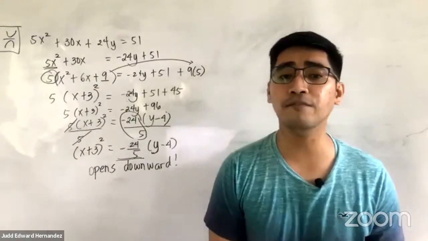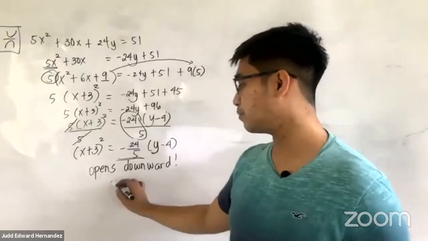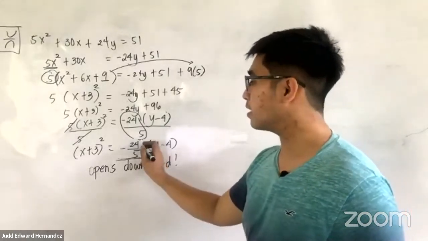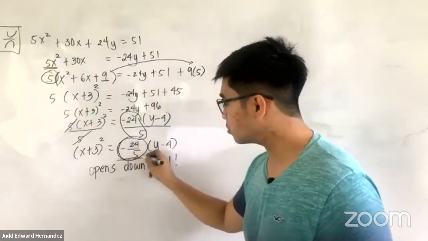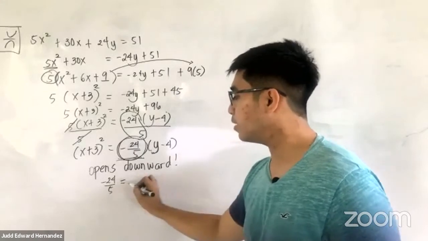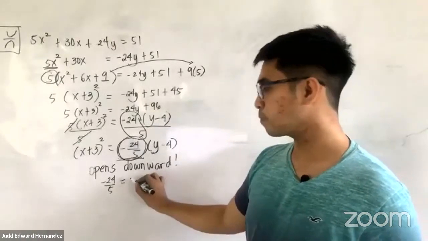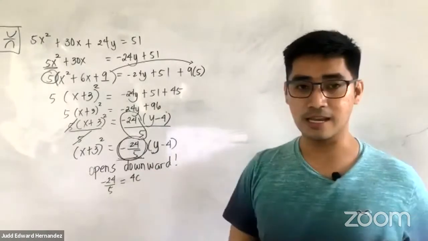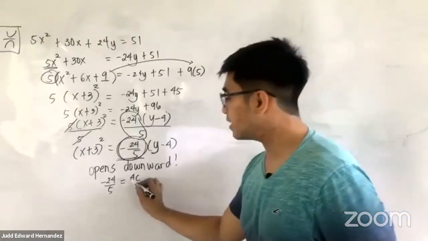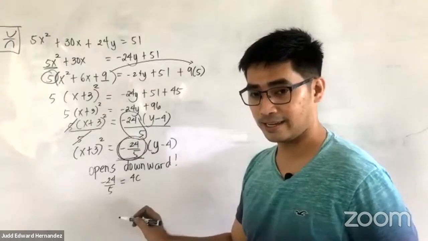Okay, how do we solve for the value of C? Okay, we could say that, anong gagawin natin? Equate natin. Sulat mo, negative 24 over 5 is equal to, saan? 4C. Okay. Ang gagawin natin dito para ma-solve si C is that we need to cross-multiply.